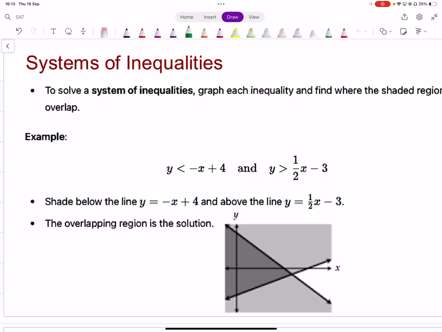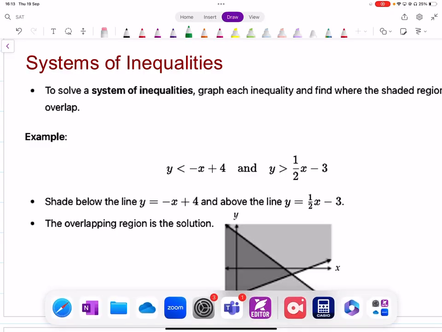Is that okay? Now you don't have to do it manually. Just put it on Desmos. Y less than minus x plus 4. Let's try that.